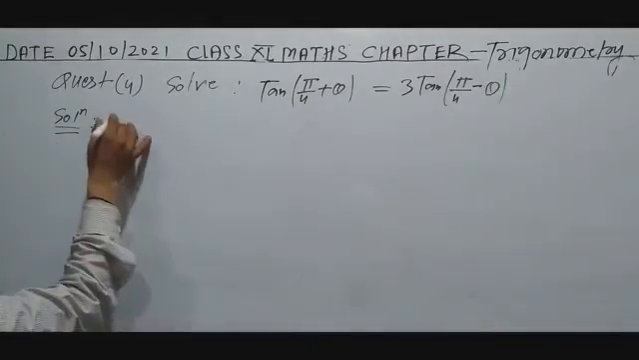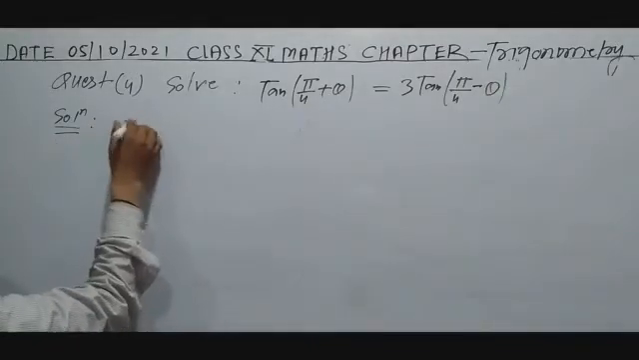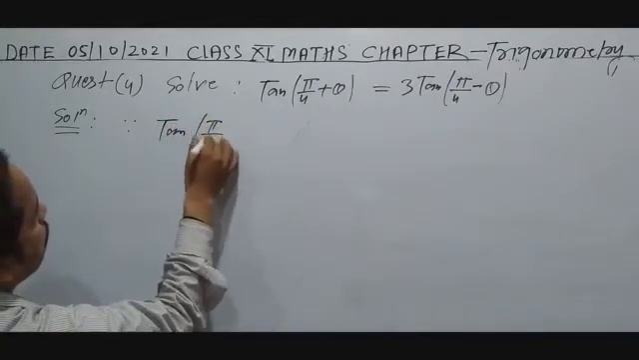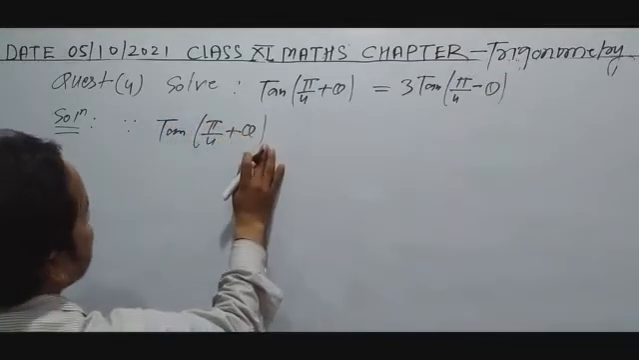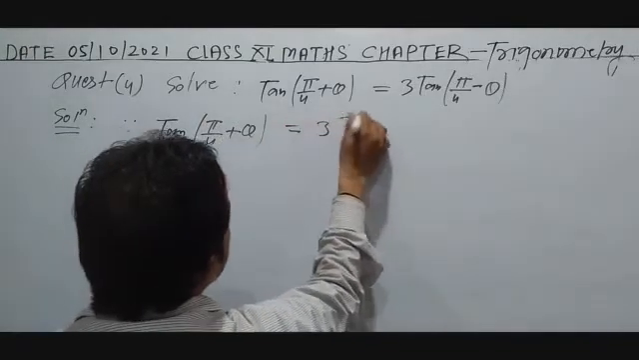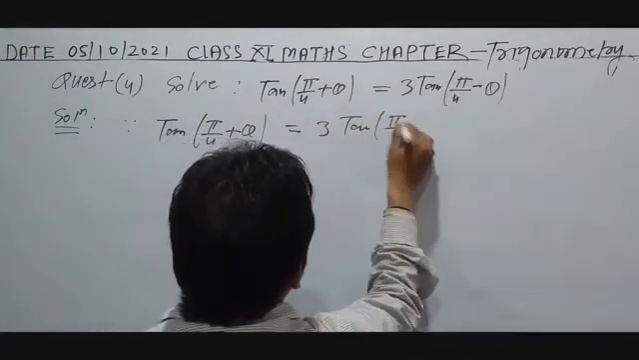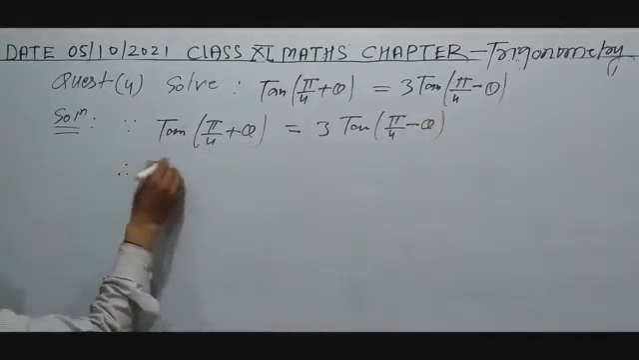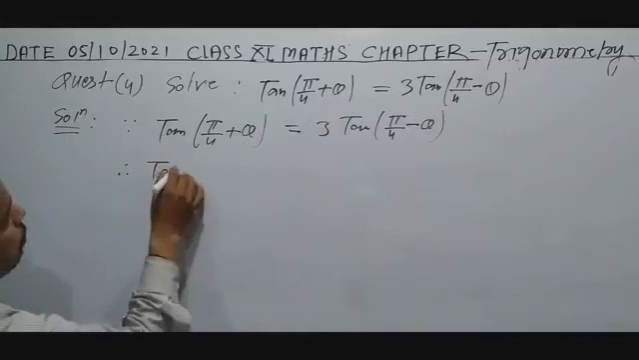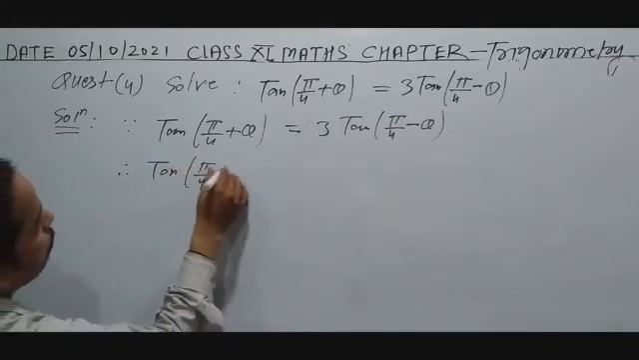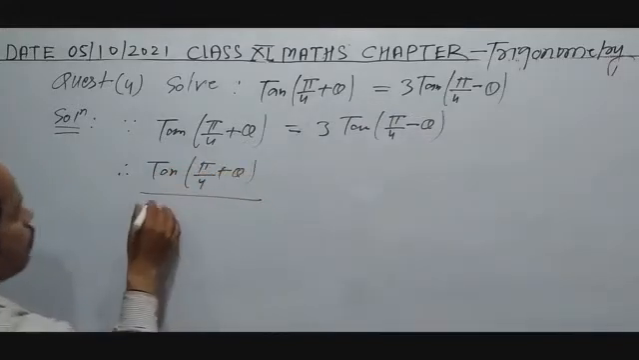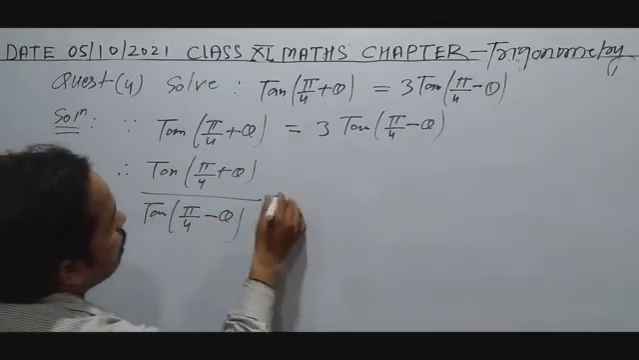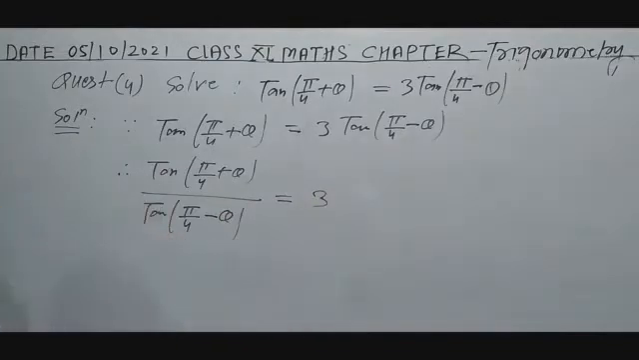Now, we have to solve. Since the given equation is tan(pi by 4 plus theta) is equal to 3 times tan(pi by 4 minus theta), now we can write this statement as tan(pi by 4 plus theta) whole upon tan(pi by 4 minus theta) is equal to 3.